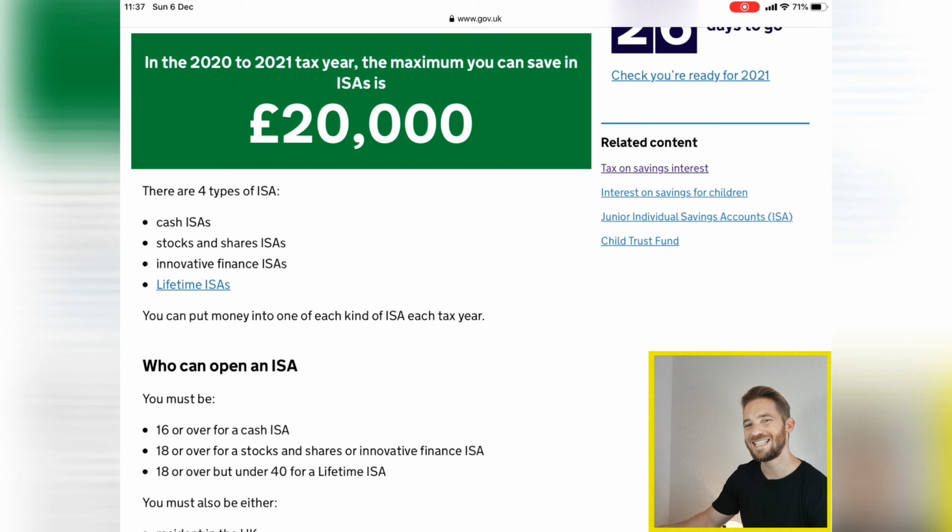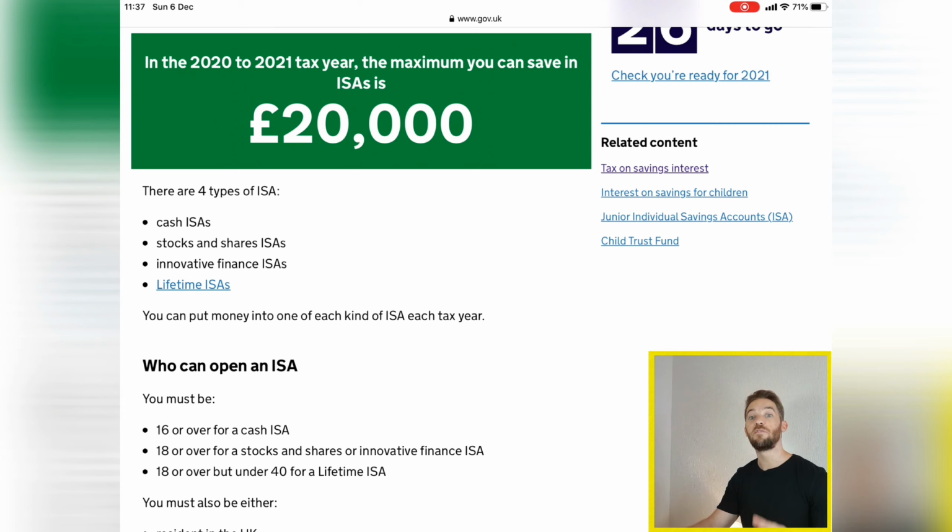You have to be between 18 and 40 years old to open one of these, and you can pay in up to £4,000 per year. So with the other ISAs that we mentioned before, you could use your whole £20,000 allowance if you wanted each year, but for this one, you can only pay in £4,000 per year. And there's a reason for that. It's because HMRC will also contribute 25% of whatever you contribute. So if you put £1,000 in, then they're going to contribute £250.